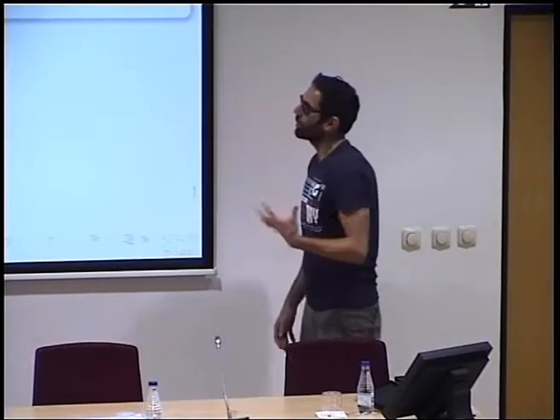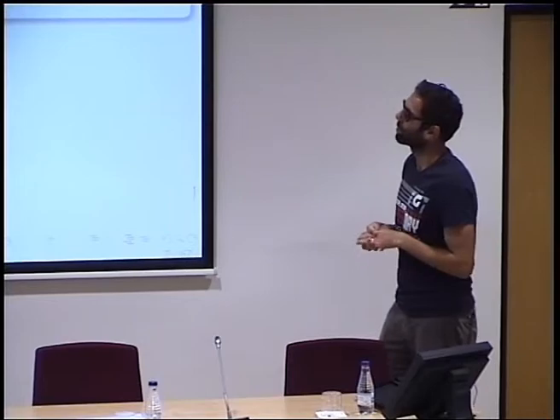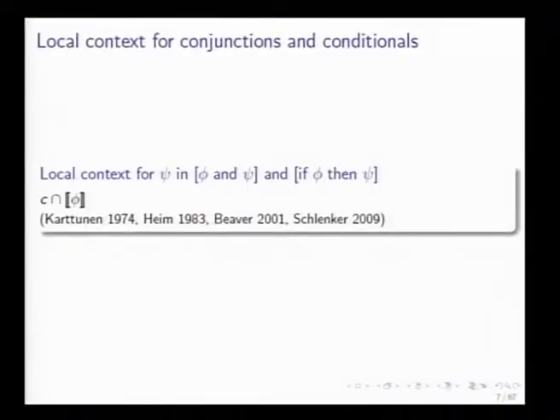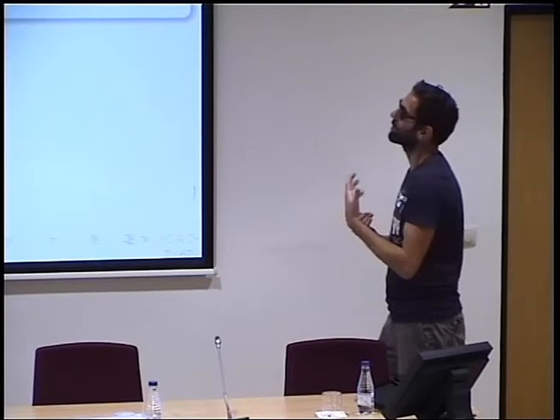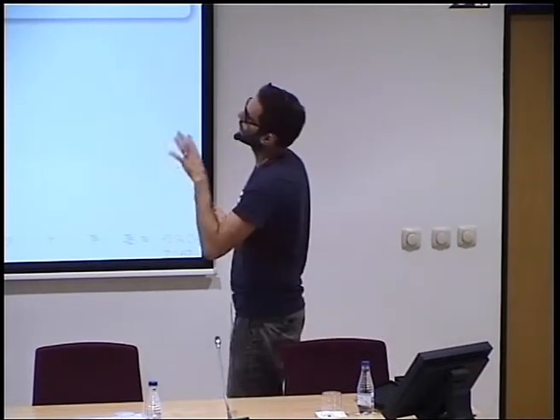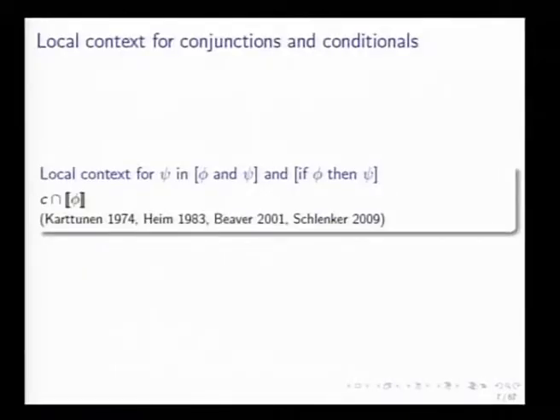Okay? How does incorporating locality explain the data that we saw before? Very briefly, you know this stuff. So the situation is as follows. For a conjunction phi and psi, or a conditional if phi then psi, it's generally assumed that the local context for psi, so the second conjunct or the consequent, is the initial context updated with the first conjunct, phi, or the antecedent if you're looking at the conditional.